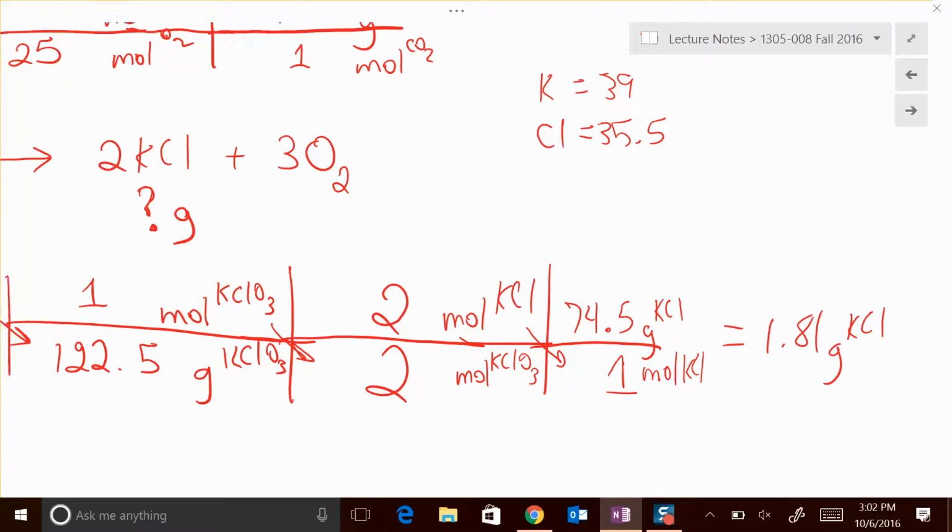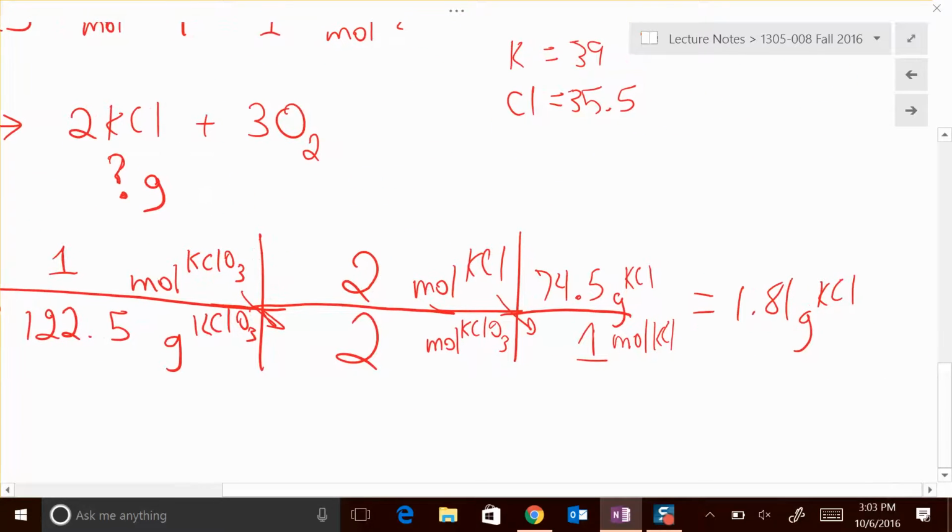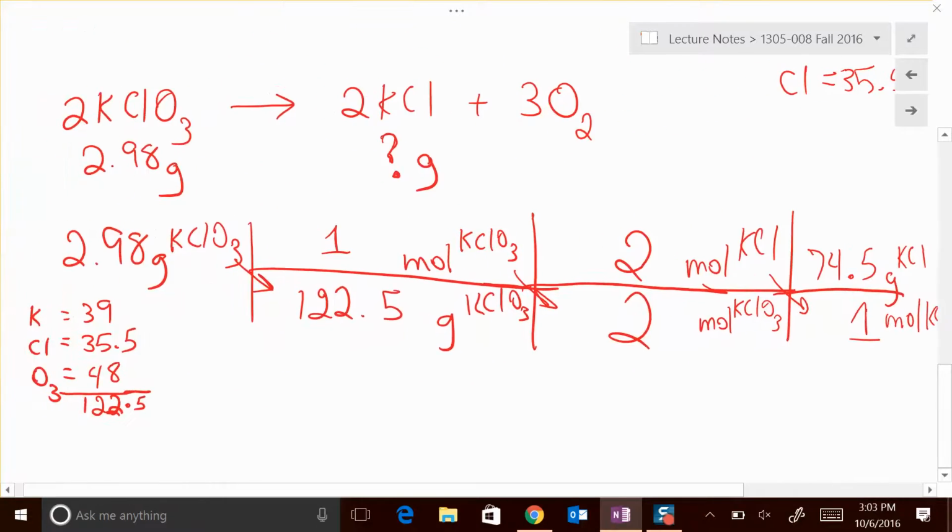This is the longest it would ever be, grams of one thing to the grams of another thing. But I could have started anywhere. I could have started with the moles of KClO3, and then I would just do this part. Or if they asked for the moles of KCl instead of the grams, I would come here and go to the moles. I would stop there. So it just depends on what they're asking for in the question.